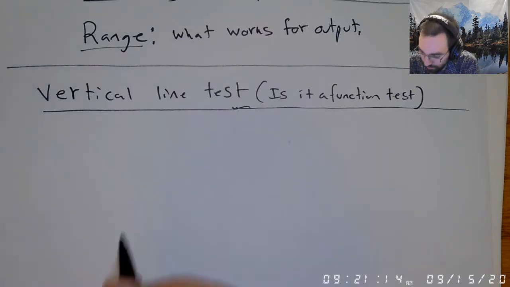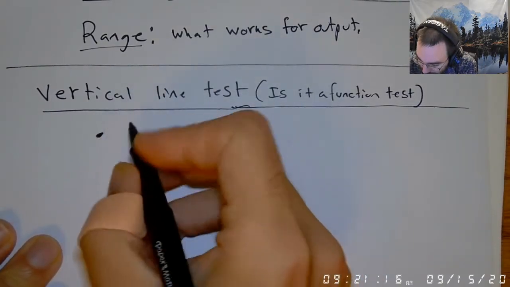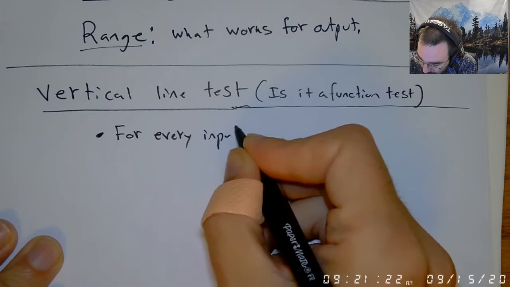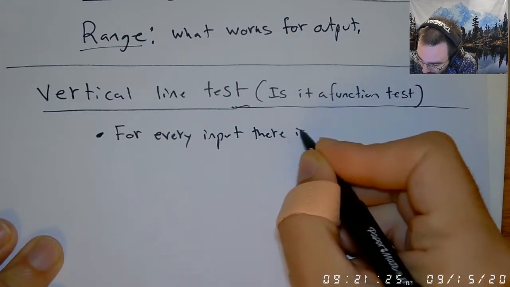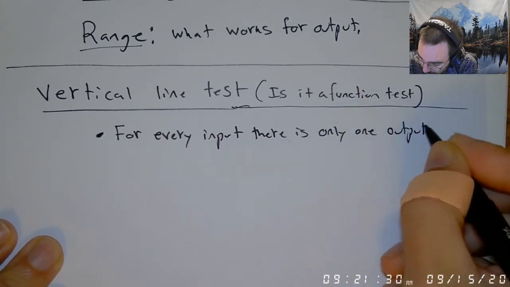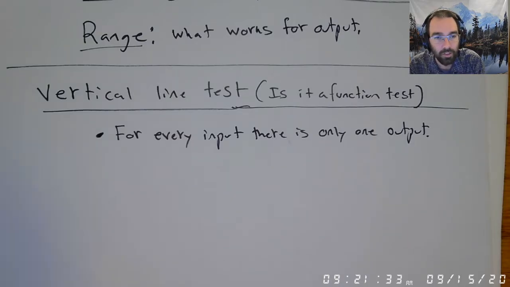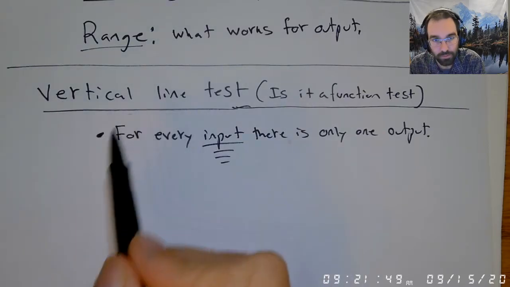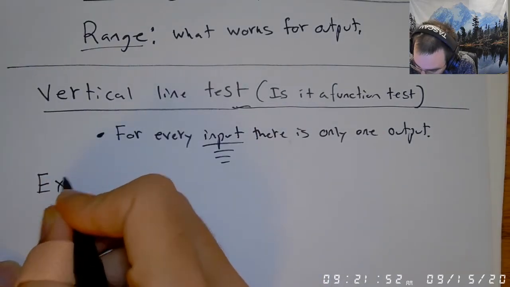Okay. So a vertical line test, all it's testing for is for every input, there is only one output. Okay. So the focus here is the input. Okay, so for every input, there is only one output. The horizontal test is going to be for every input and output, there's only one input and output, and that's called one-to-one. So this is not that. This is the vertical line test. Let's do a couple examples of this.